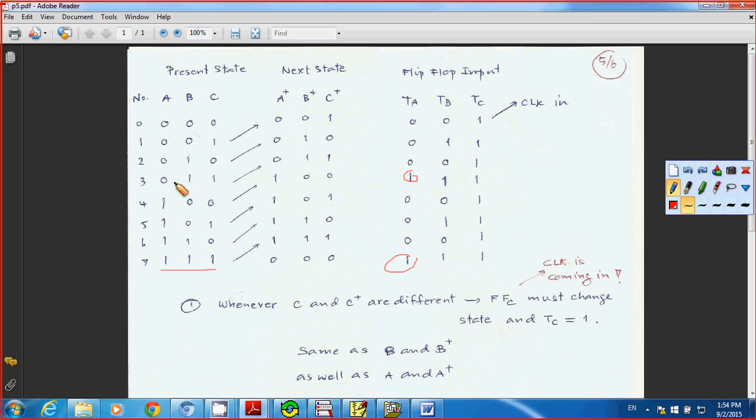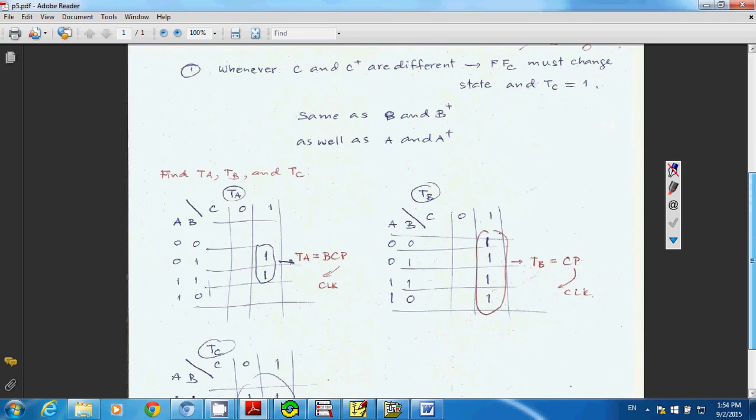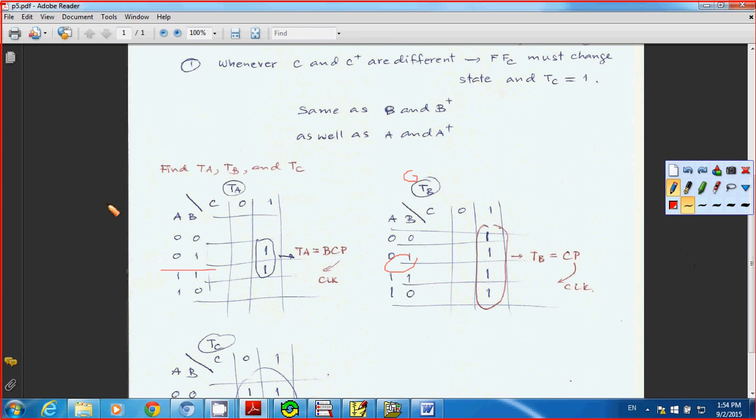Okay, so let's do this. 0 1 1 and 1 1 1. For TA, you have 0 1 1. This is 0 1 1, right? C becomes 1 when A is 0, B is 1. Oh, sorry, 1. And also our ABC is 1 1 1. You have A and B 1 here, and then you're looking for C's 1, so that's why I put 1 here. So the rest you put 0.